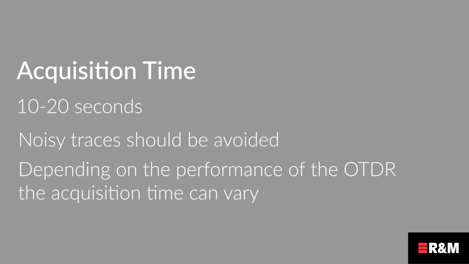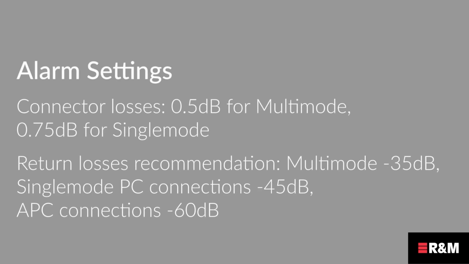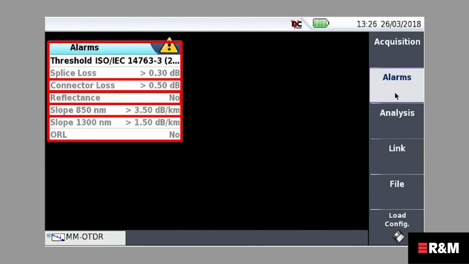Also, set up the most important alarm settings. For the connector losses, they are 0.5 dB for multimode and 0.75 dB for single mode. The recommendation for the return losses are minus 35 dB for multimode and minus 45 dB for single mode with PC connectors, while single mode with APC connectors should reach minus 60 dB. The splice losses are a maximum of 0.3 dB as defined by the standards. R&M's recommendation for fusion splices is 0.1 dB.